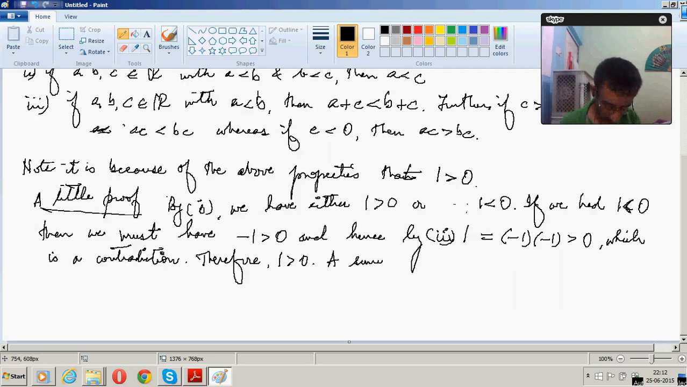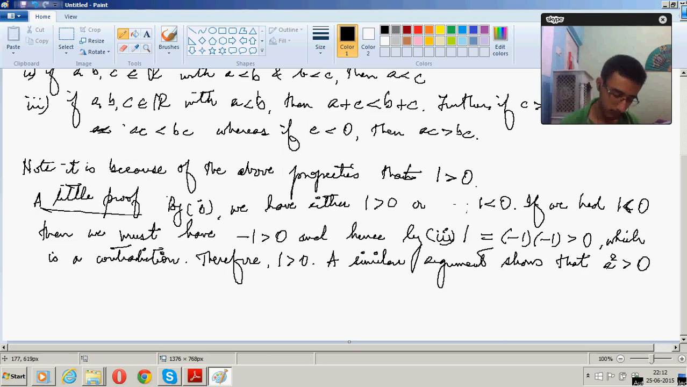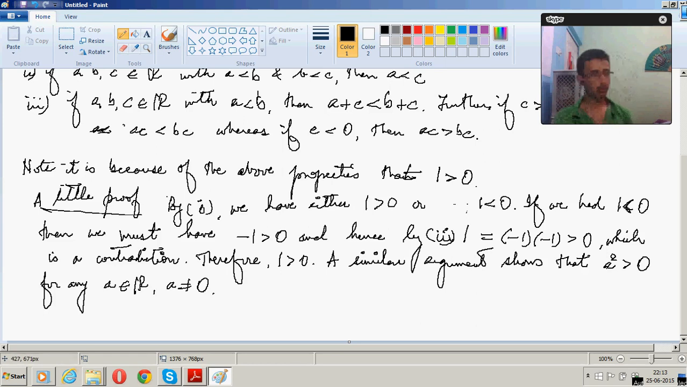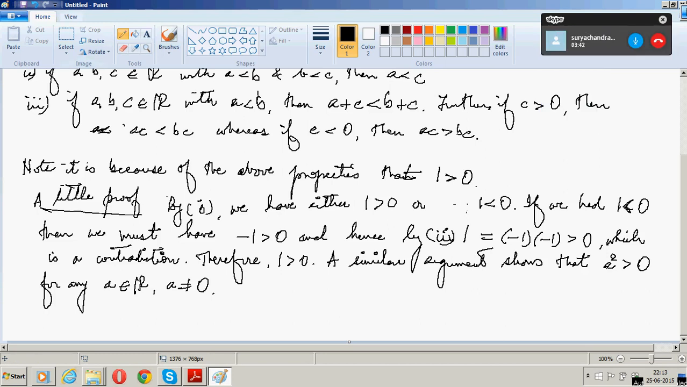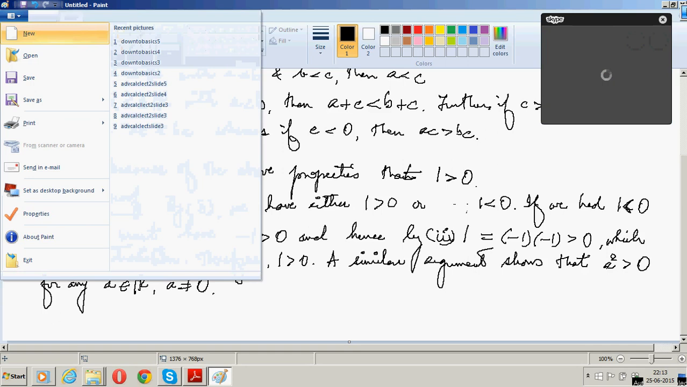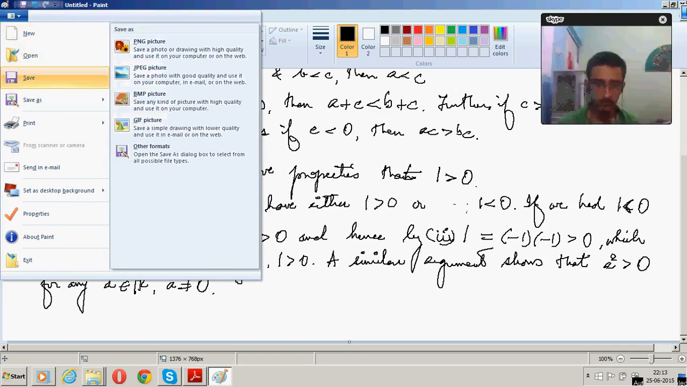A similar argument shows that A squared is greater than 0 for any A belonging to the reals, A not equal to 0. Right? Okay, so this also will require some proof. Yes, you can try it in the coffee break.